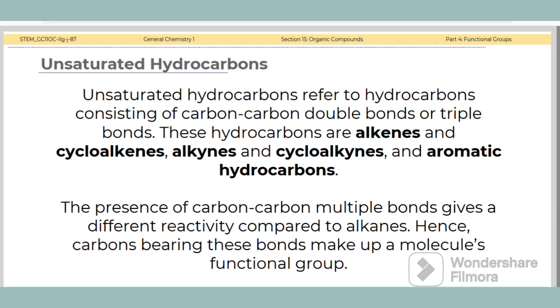Next, we have the unsaturated hydrocarbons. Unsaturated hydrocarbons refer to hydrocarbons consisting of carbon-carbon double bonds or triple bonds. These hydrocarbons are alkenes and cycloalkenes, alkynes and cycloalkynes, and aromatic hydrocarbons. The presence of carbon-carbon multiple bonds gives a different reactivity compared to alkanes. Hence, carbons bearing these bonds make up a molecule's functional group.